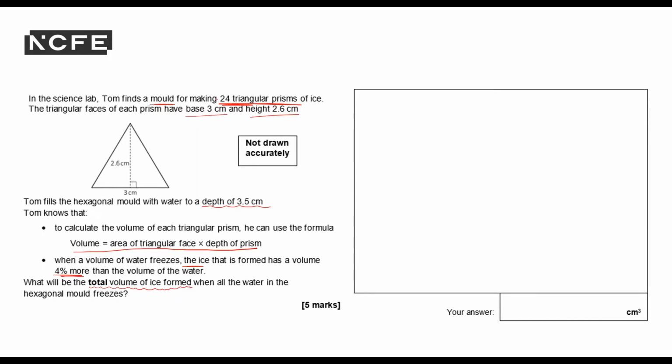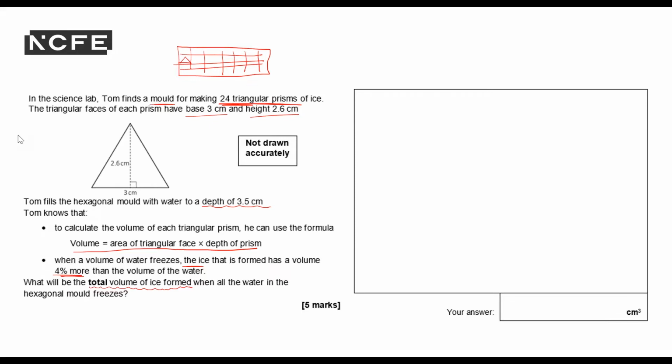So I need to think about this. I've got my mould, which has got 24 of these triangular prisms. They're all triangles, not squares. And I need to find the volume of water that he puts in of 1. I need to then multiply that by 24, and I need to increase that by 4%, and that will give me my total. Okay, so I'm ready to do my calculations.